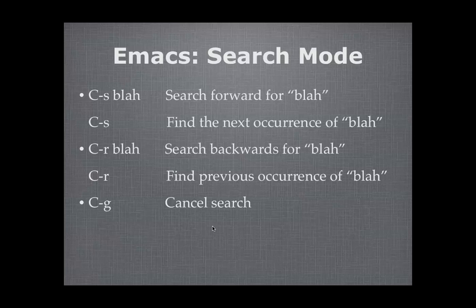Okay. If I want to search backwards, I can use Control R. This search is in reverse. So I can type Control R blah, and it'll look for the instance of blah that comes previous to my cursor location. And same thing, if I type Control R with no argument, it'll just search for the previous instance of blah. And then, as usual, Control G is like our get-me-out-of-here key. It cancels our search.